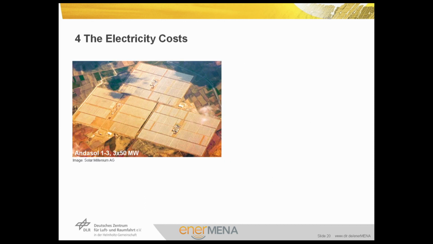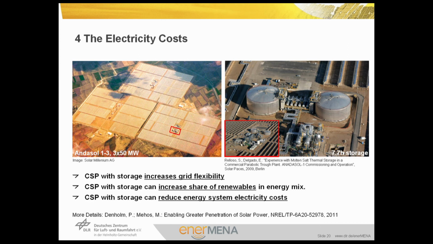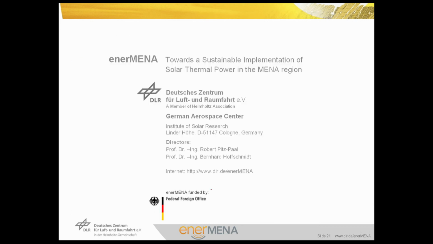Here you see an aerial view of the 3 Andasol plants, each having 50 megawatts. Each plant has got a thermal storage allowing 7.7 hours of full operation. You see here the cold and hot tank. By using CSP with storage, the grid flexibility increases and the share of renewables in the energy mix can be increased without curtailment of renewable energy. Hence, CSP with storage can reduce energy system electricity costs. Here we are at the end of this lecture. Thank you for your attention.